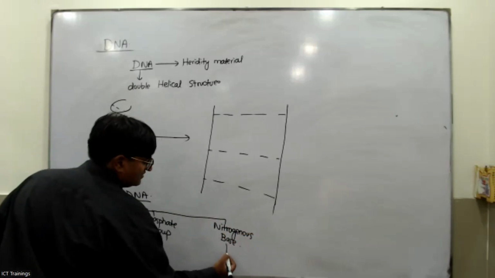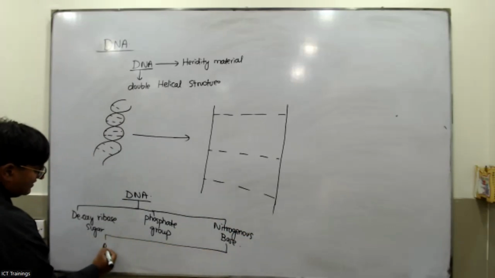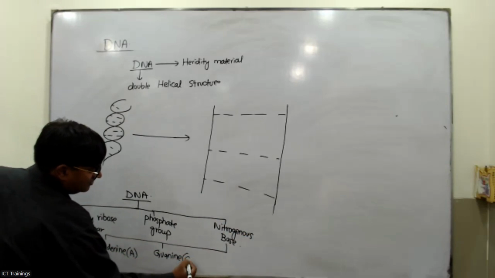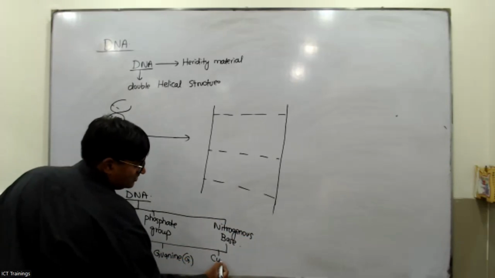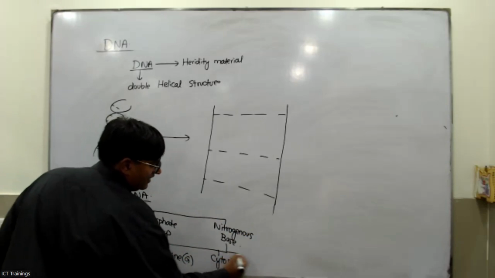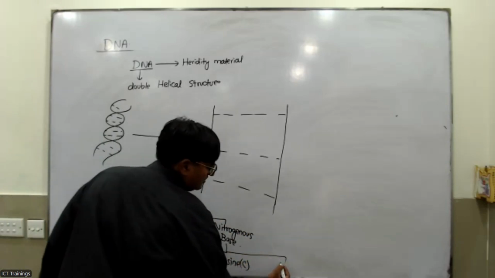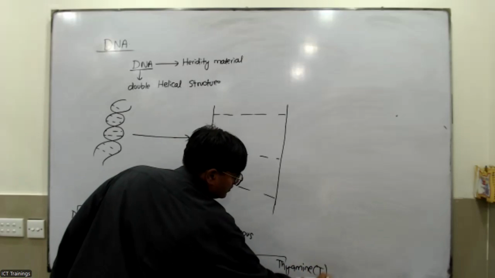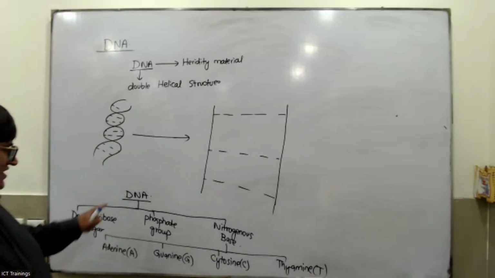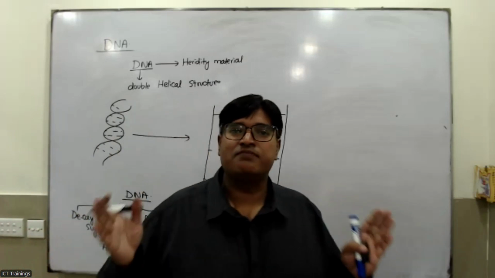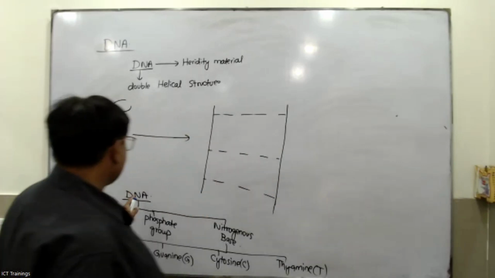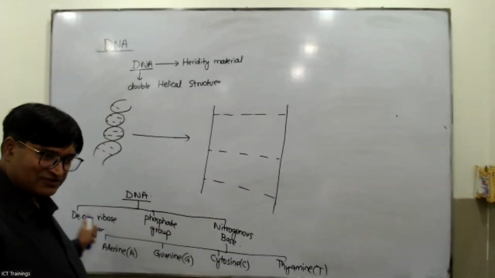The nitrogenous bases are four. The first one is adenine, that is A. The second one is guanine, that is G. The third one is cytosine, that is C. And the last one is thymine, that is T. So basically, my dear, the DNA is made up of small bricks, and those bricks are made up of these three substances.